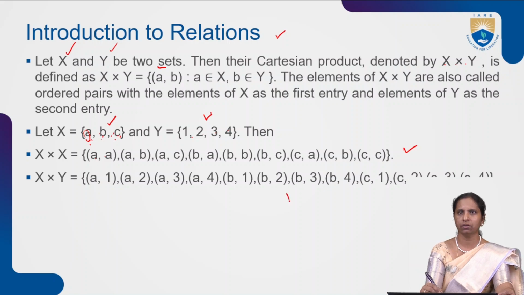Similarly, what is the Cartesian product of x cross y? X to y is nothing but a, 1; a, 2; a, 3; a, 4. Similarly, b, 1; b, 2; b, 3; b, 4; and then c, 1; c, 2; c, 3; and c, 4. Like that, we can write down the Cartesian product of two sets.